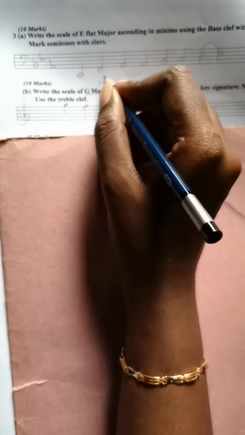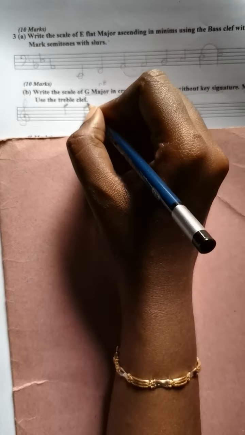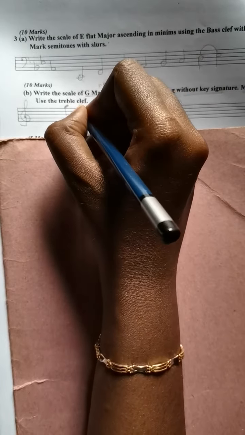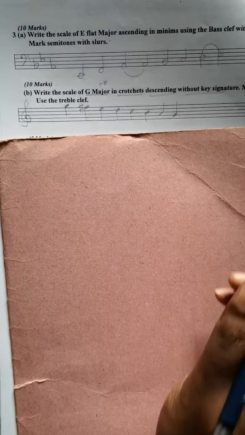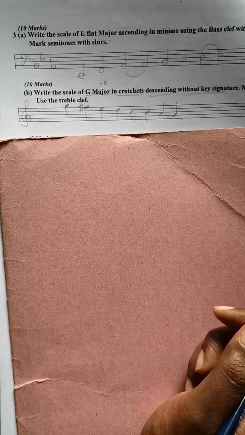Alright. Next, G major has F sharp. F is there on the 5th line for treble clef, so you put it. F is on the 5th line, your sharp is also on the 5th line.